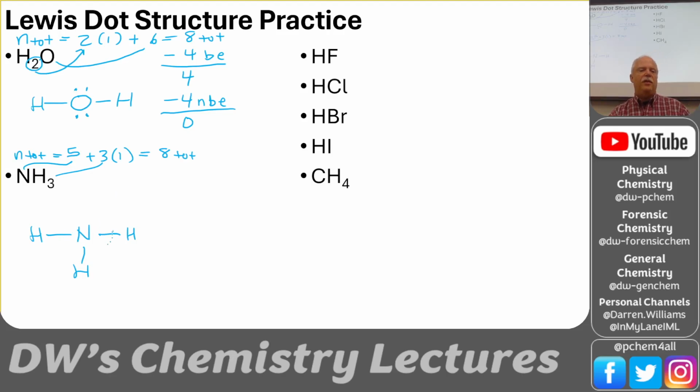So we've made 3 bonds, so that's 6 bonded electrons. We subtract those from our total. So we have 2 left over, and so we're going to put a lone pair on that nitrogen. Minus 2 non-bonded electrons, we get down to 0. That tells us we're done.